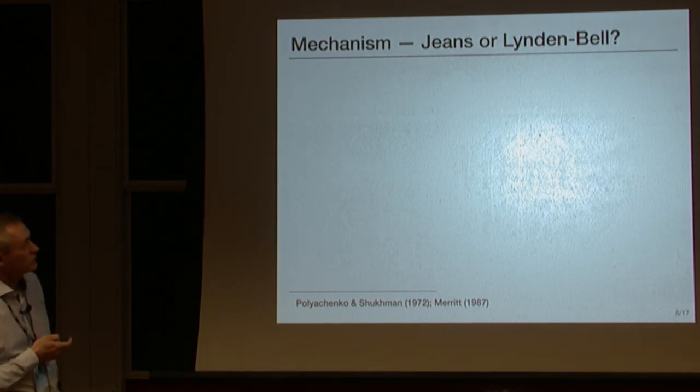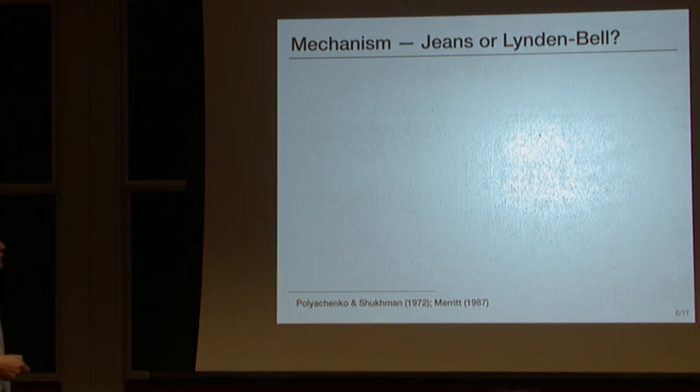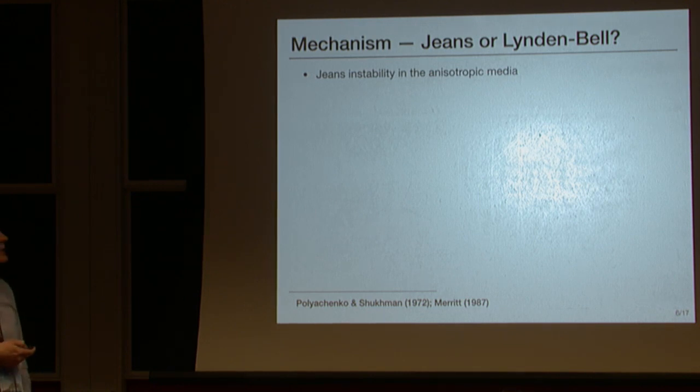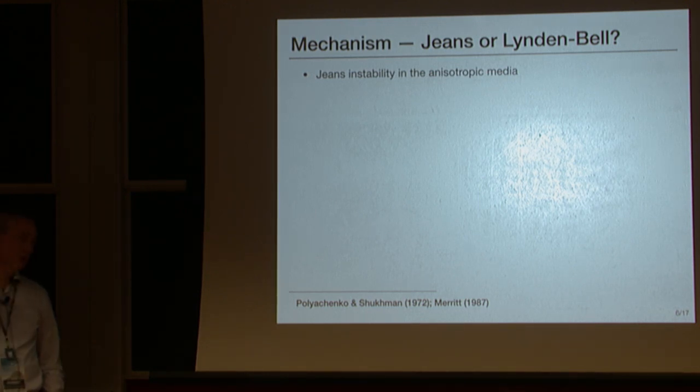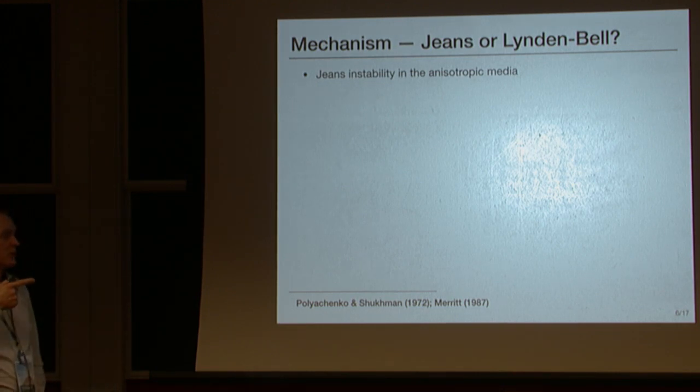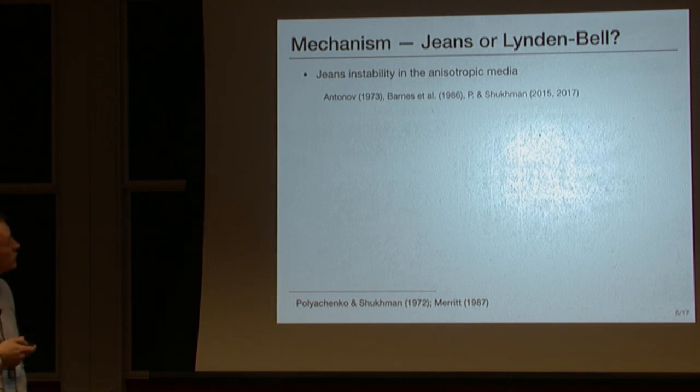So what is the mechanism for instability? Initially, Polyachenko and Shukhman assumed that it is a kind of Jeans instability in the anisotropic medium, when velocity dispersion in the transverse direction cannot resist gravitational attraction. And this point of view was shared by a minority.